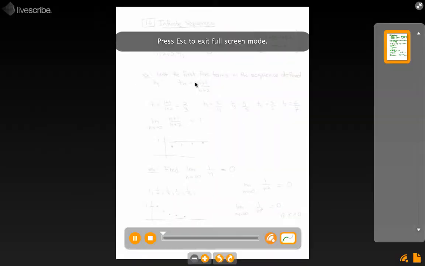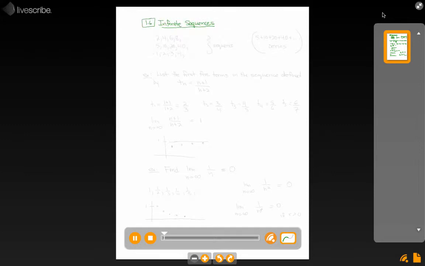This example comes out of section 1.6, infinite sequences. First thing I want to talk about, since the title here is infinite sequences, is what is a sequence. The next section that we'll get into in 1.7 is called infinite series. So the difference between a sequence and a series is pretty important.